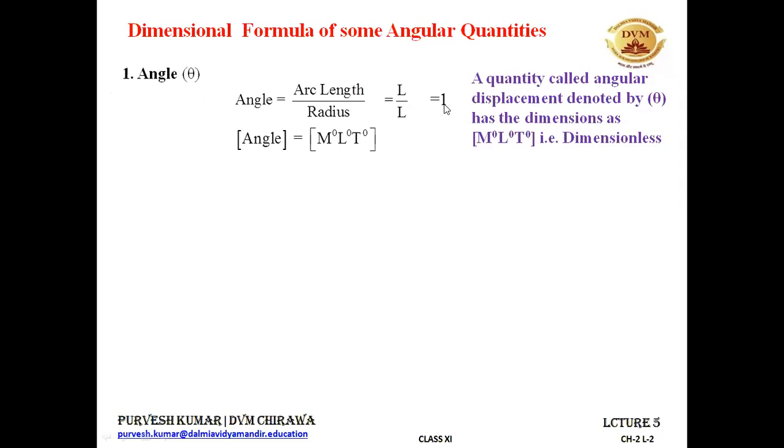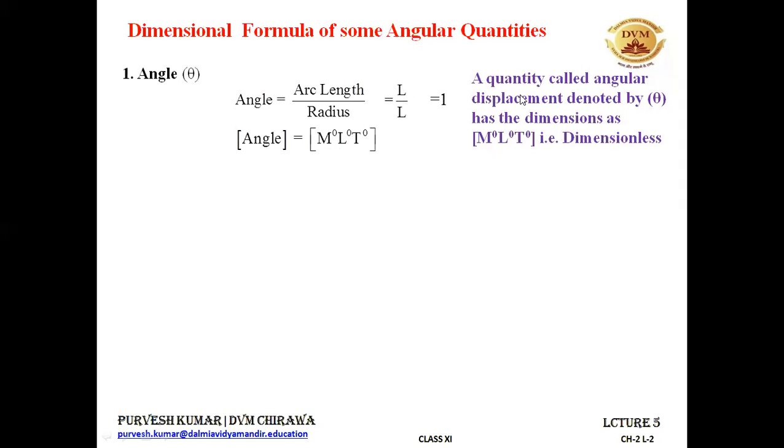This 1 can be written in terms of dimensions as m0, l0, t0, because no dimensions are there. All numerical constants have the dimension m0, l0, t0. No dimensions of mass, length, or time are involved in numerical constants. Physical constants may have some dimensions, but numerical constants do not. Whenever a quantity has such dimensions, it is known as dimensionless.